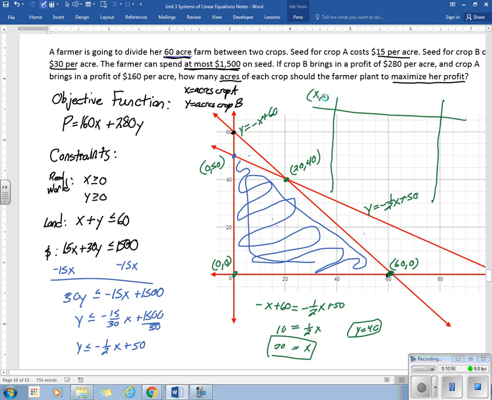Let's make a little table here and see if we can figure out which one's going to maximize our profit. So we got x comma y. Our profit function is just 160x plus 280y, and then we'll give the one that has the maximum P. This will tell us how we should plant our crops here. So we have 0 comma 50. We have 0 comma 0, which we could probably rule out. I don't know if we would want to even take the time to plug that one in. We're just going to get 0 there. We have 20, 40.